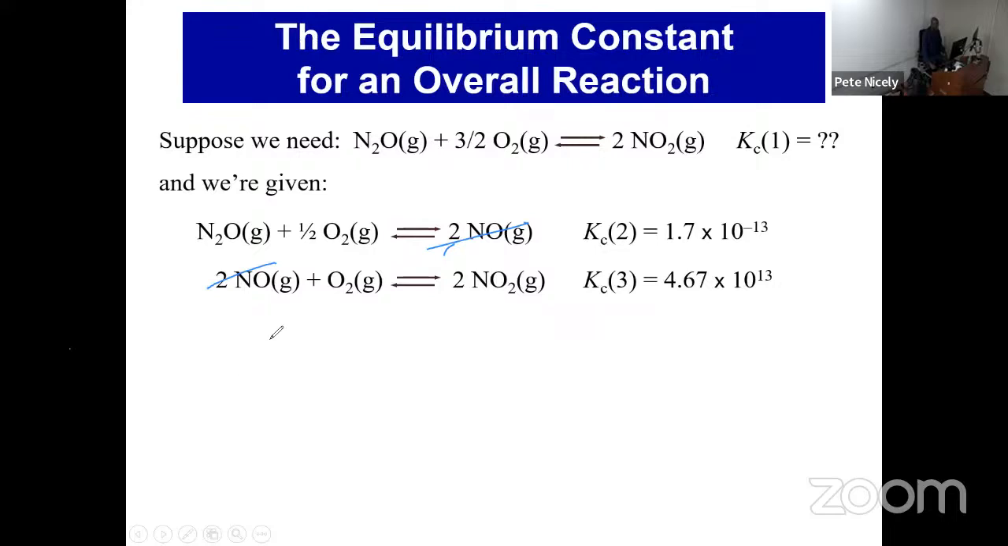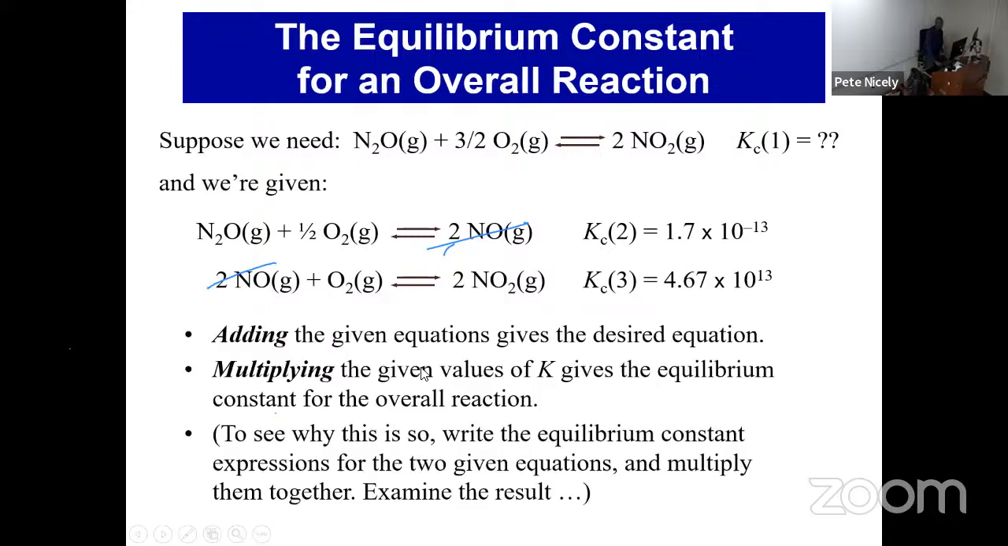So the question now becomes, if you add these 2 equations to get this equation, how would you use that idea to get the Kc value for the net equation based on the Kc values for the individual equations provided? And the answer is, when you add 2 equations together, you have to multiply the given Kc values of the equations that you're adding together, and that will give you the Kc of the net equation.